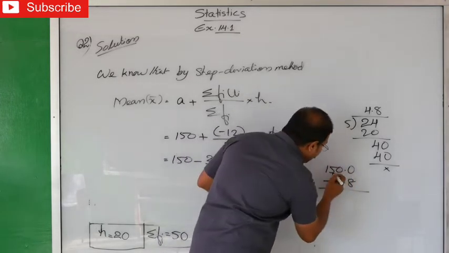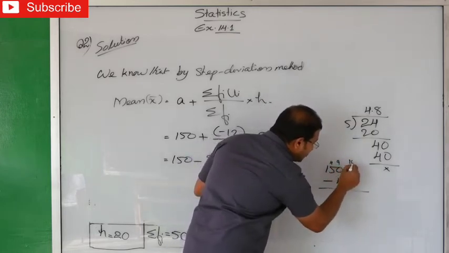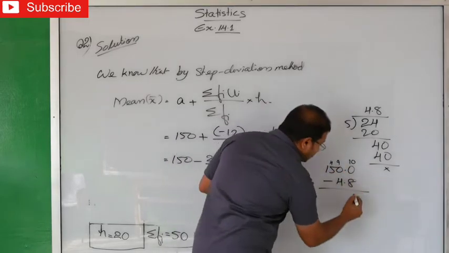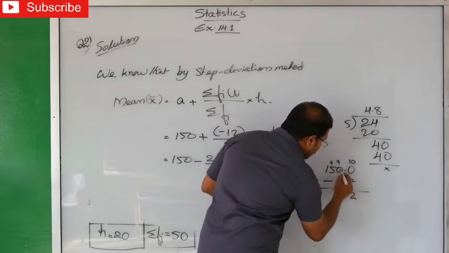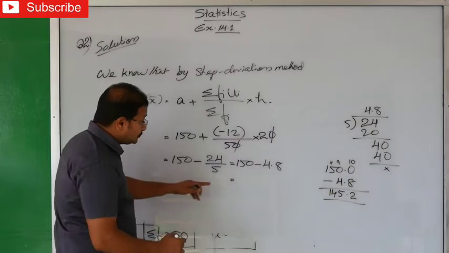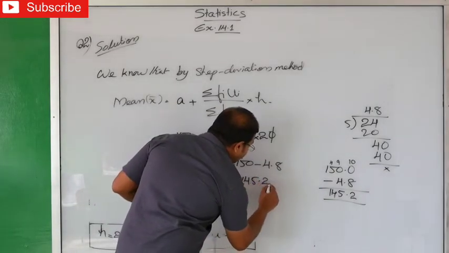So we have to carry from 5. Then here will be 4, and here will be 9. And this becomes 10, because from here we took to the next side. So 10 minus 8, 2. 9 minus 4, 5. Balance equals 145.2.